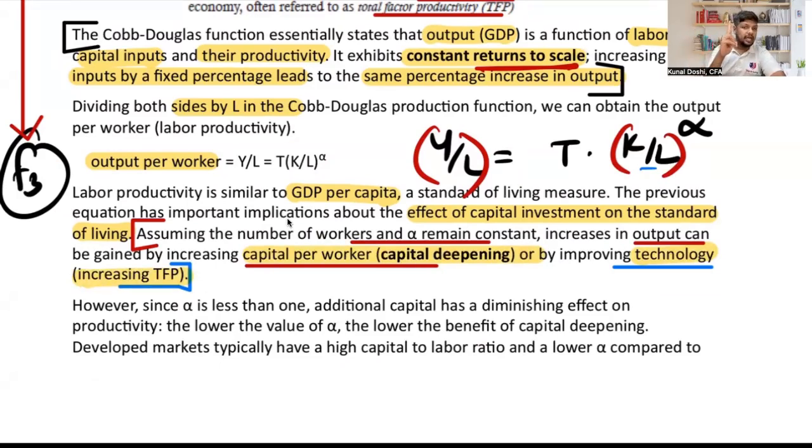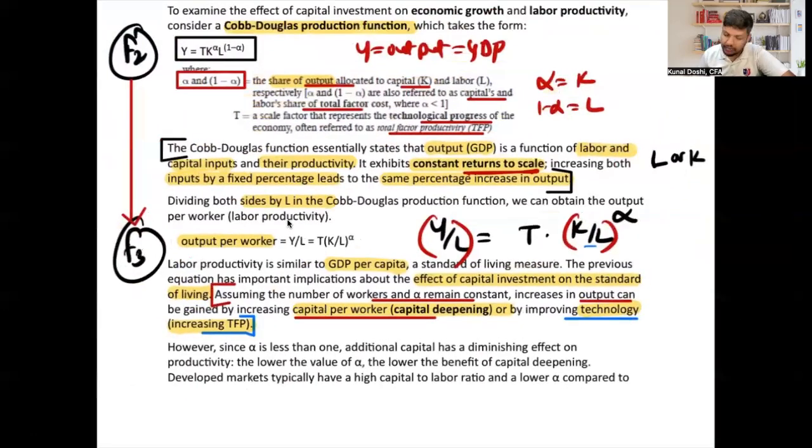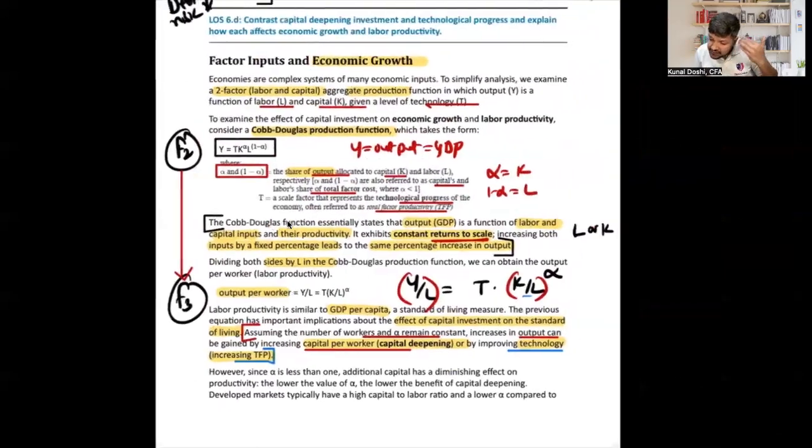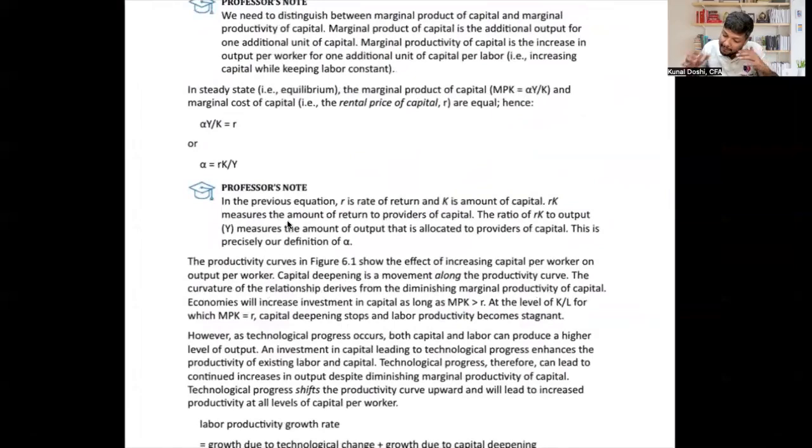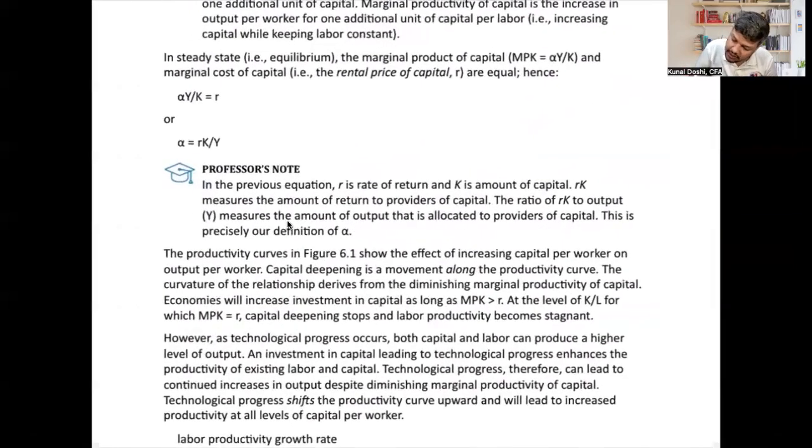Understood, everyone? So if the labor is fixed, the output can increase due to only two things: capital deepening, that is giving more capital per unit of labor, or technology. Clear, everyone? Understood till this point? Okay. Now I'll discuss further whether this is possible to do forever or not, and based on that, this is what we'll discuss.